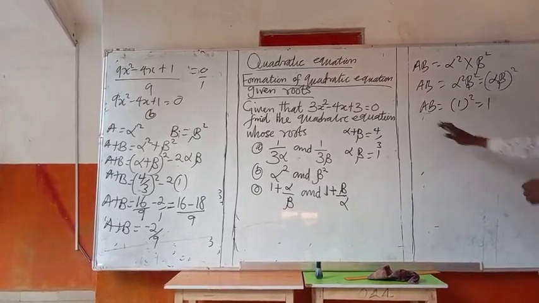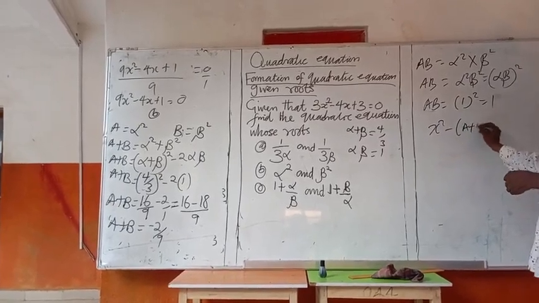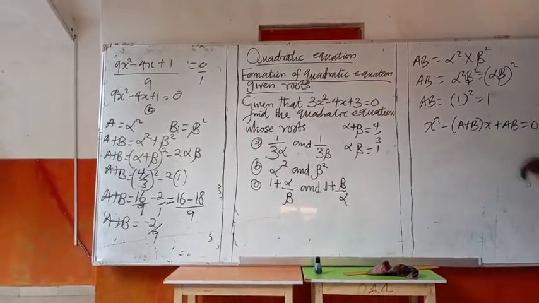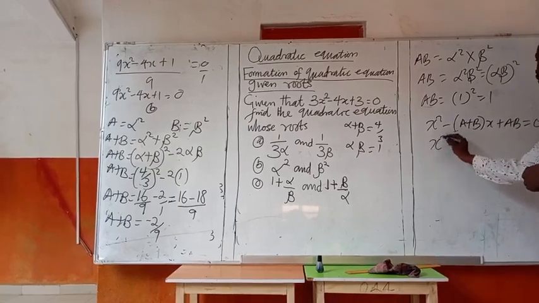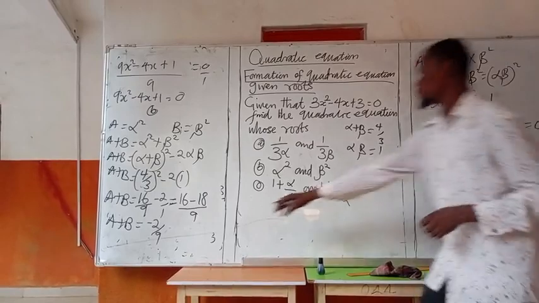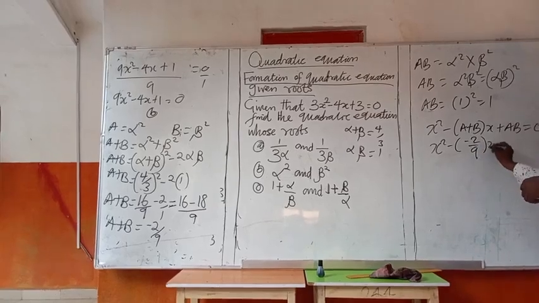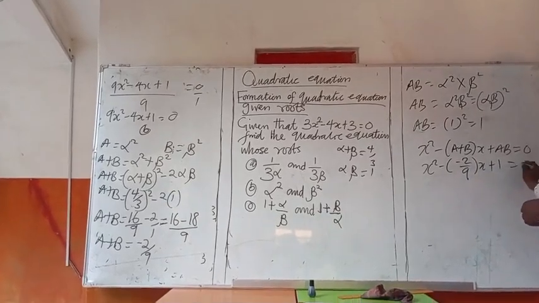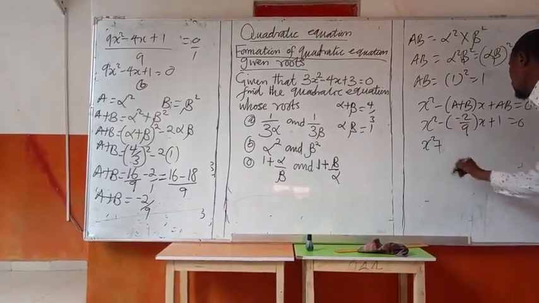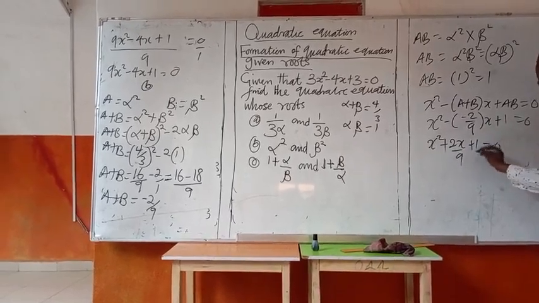Then from our general equation for quadratic, we have s squared minus (a plus b) into s plus ab is equal to 0. We now have s squared minus (a plus b is minus 2 over 9) into s plus ab, which is 1, is equal to 0. We now have s squared, minus times minus is plus, 2s over 9 plus 1 is equal to 0 over 1.